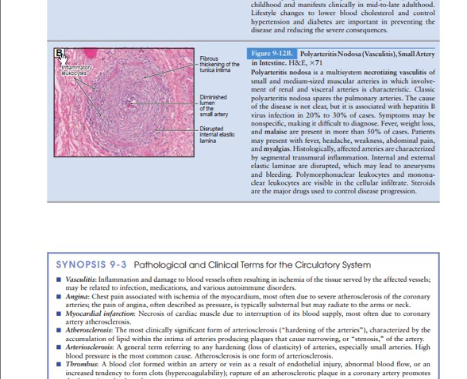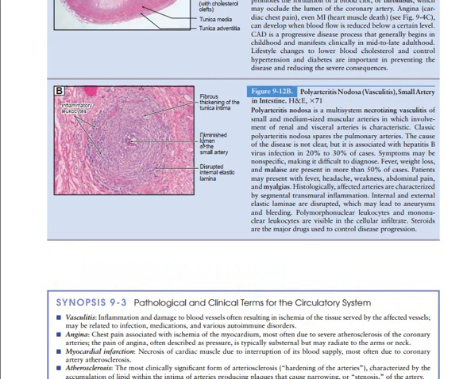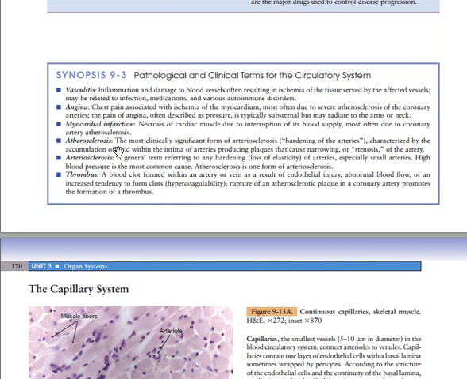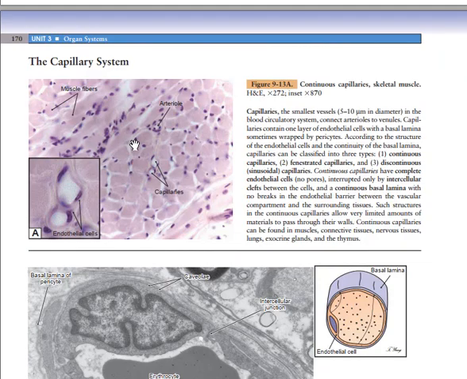Now, on the histologic section, what are you going to visualize in polyarteritis nodosa? You see fibrous thickening of the tunica intima. You see diminished lumen of the small vessel, and then you see disrupted internal elastic lamellae with inflammatory cells like leukocytes. Now, the next thing to visualize, still on the cardiovascular system, is going to be the capillary system.